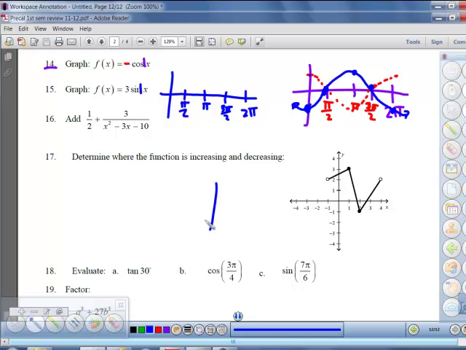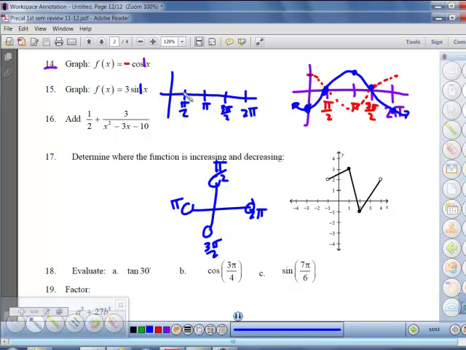You guys know, normally whenever your period is 2 pi, then you're just picking these key points, right? See, this is 3 pi over 2, this is pi over 2, this is pi, and this is 2 pi. Okay, you're just picking the coordinates there, or the axes.